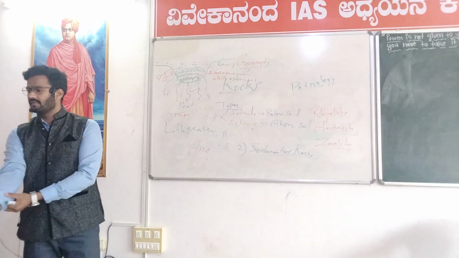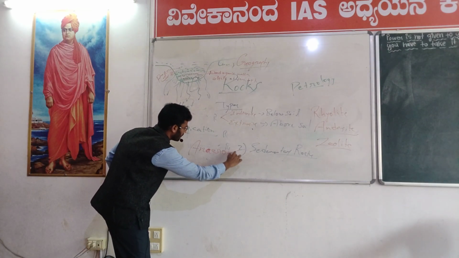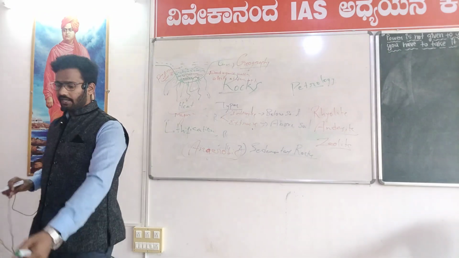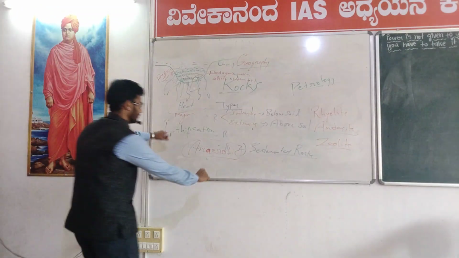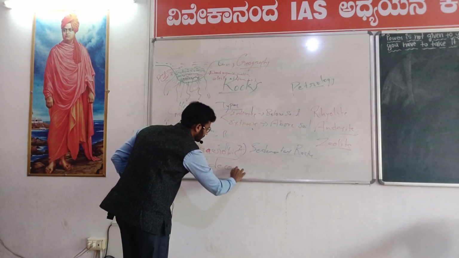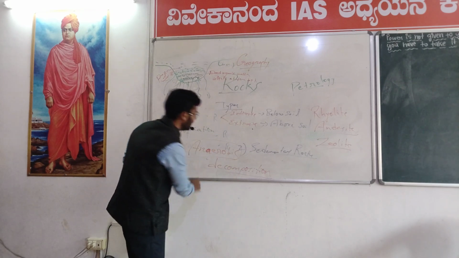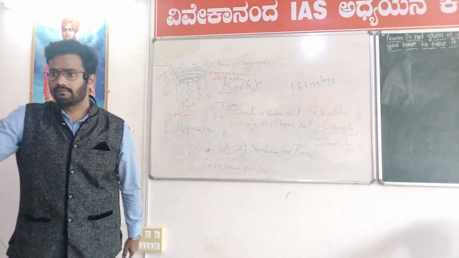Aerobic, what is the spelling? A-E. Anaerobic decomposition. Decomposition means rotting. Anaerobic means rotting without air. What is the air? Oxygen.